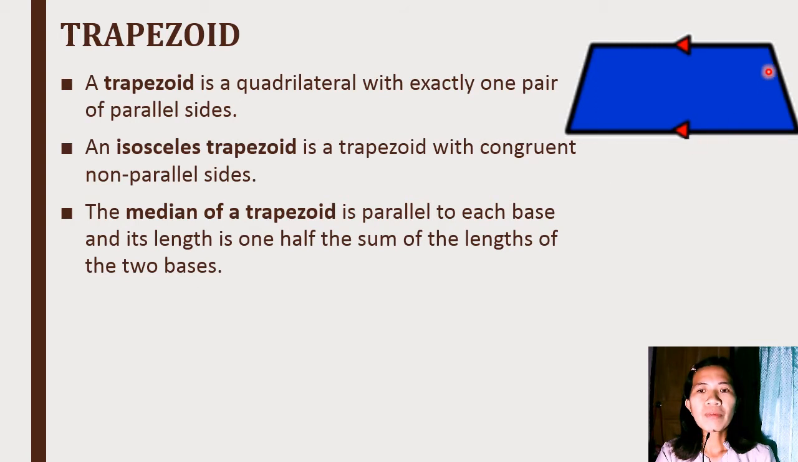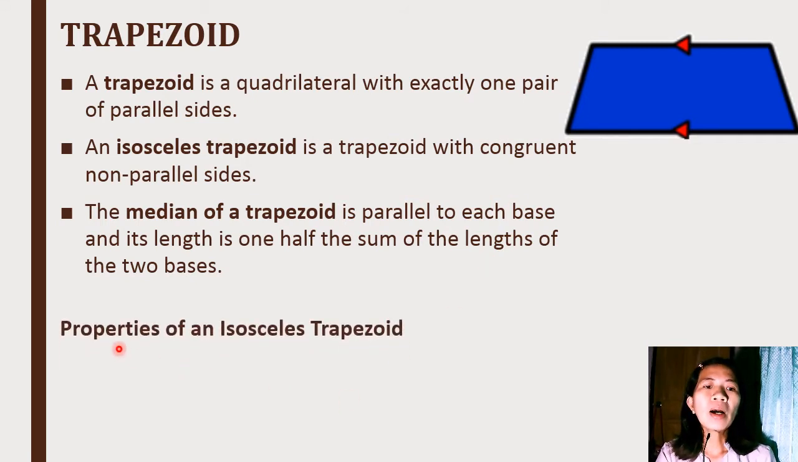Now, in this trapezoid, we are going to draw a median, meaning we will divide the non-parallel sides into 2. The measurement of the median is 1/2 of the sum of the bases. So this one is one base, and this one is the second base. So we have two bases. We will add the measurements of these two bases, divided by 2, and that is the measurement of the median of a trapezoid.